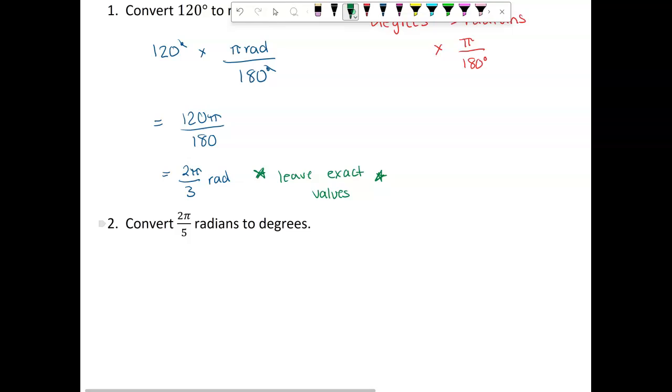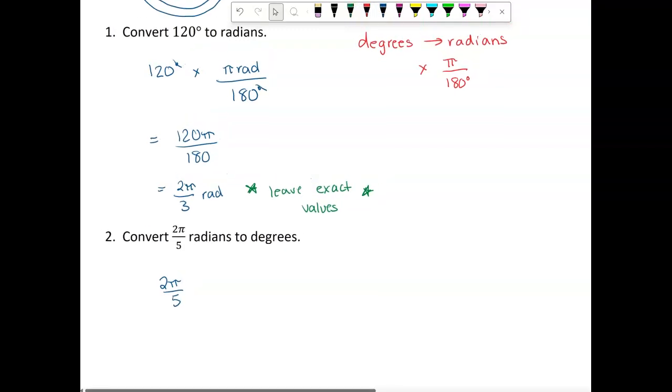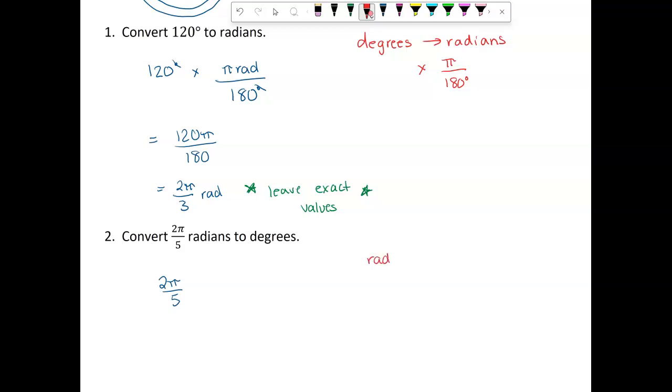Now, once we have our given radians, what happens if you want to go back to degrees? In this example, we have 2 pi over 5. If degrees to radians was multiplying by pi over 180, now we have pi and we want to convert to degrees. We're going from radians to degrees, so we multiply by 180 and divide by pi. Okay, and that will get us our degree mode back.